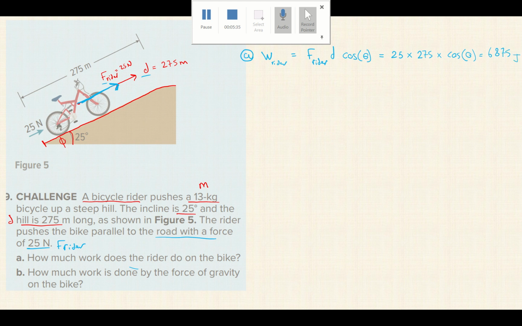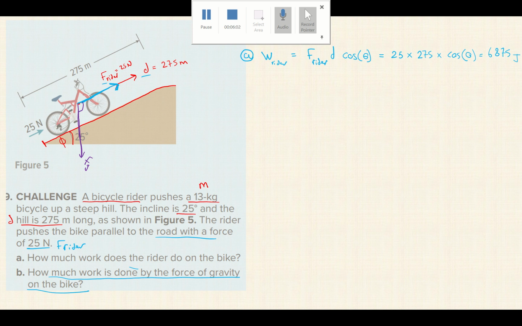6,875 joules. Question B says, how much work is done by the force of gravity on the bike? Now you can solve this in two ways. You can either find the angle that the force of gravity makes with the displacement, remember the force of gravity is always downwards, like this. This is the force of gravity. You can find the angle between them and then use the equation.